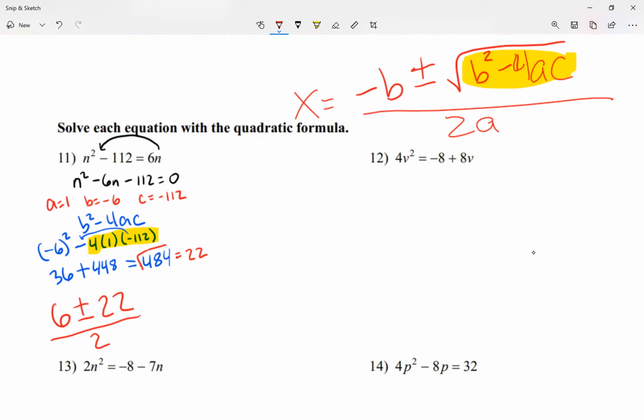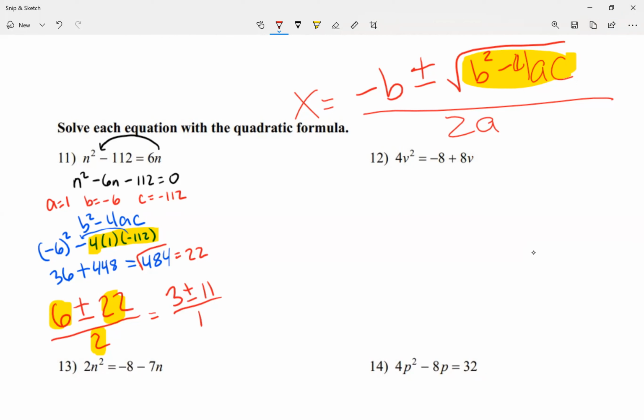Okay. Now, one thing I'm going to do, I see my whole numbers here. They can all be divided by 2, right? I'm going to simplify my numbers first. I see that everything can be divided by 2, so I'm going to see this as 3 plus or minus 11 over 1. See how I divided everything by 2?